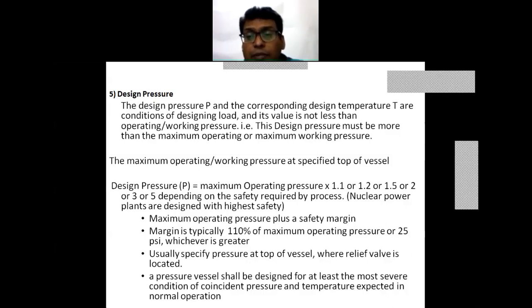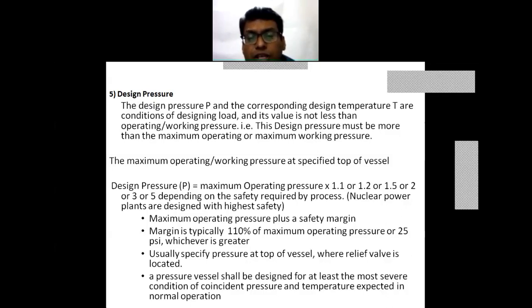At that time, this factor of safety, which is generally 1.1 or 1.2, can be increased to 2, 3 or 5 depending on the process requirement. Generally in our numericals, or when any process is defined, the maximum operating pressure is defined. Then from that operating pressure, one has to calculate the design pressure by multiplying by the factor of safety. That is going to give you the design pressure: the maximum operating pressure plus a safety margin.